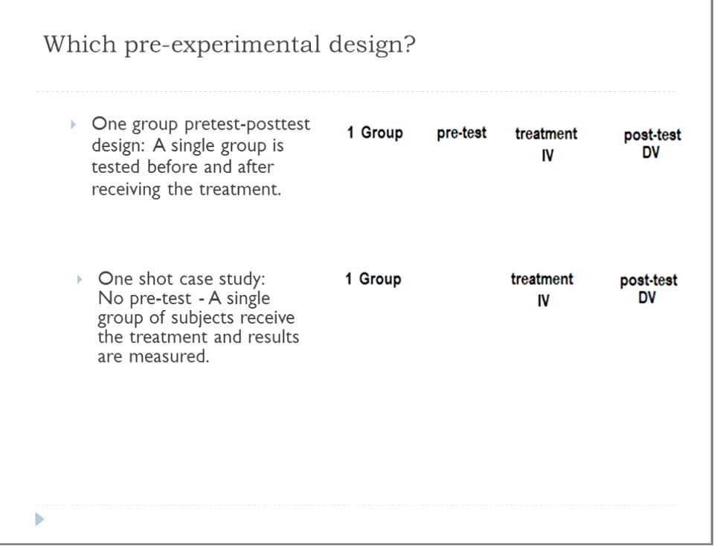Now here are the 2 pre-experimental designs that pop up every now and then in library and information science studies. One is what they call the one-group pre-test, post-test design. You have a single group. You test that group before and after they receive your treatment, before and after they get that independent variable.